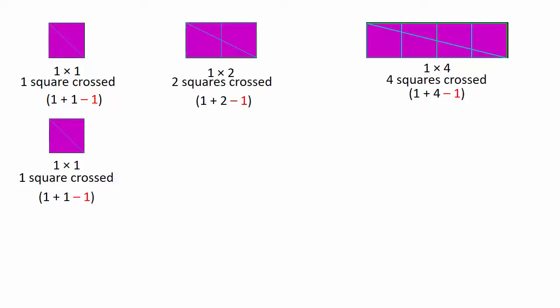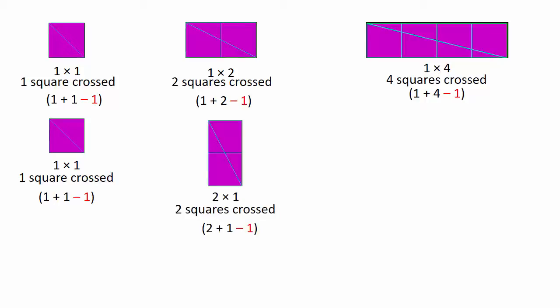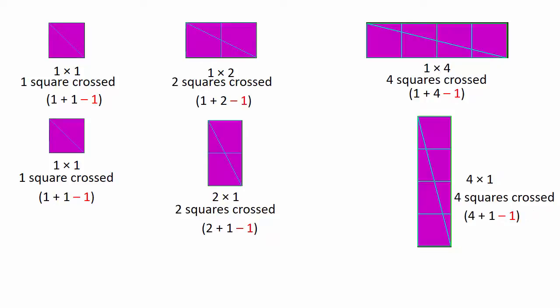Let's look at the 1 by 1 again, but this time for a different reason. We can now go down, in other words, increase the number of rows and keep the number of columns as 1. You can see that we are getting the same results for the number of squares crossed. And there is the 4 by 1. Can you see the connection between the rows and columns and why there is a minus 1 in red?